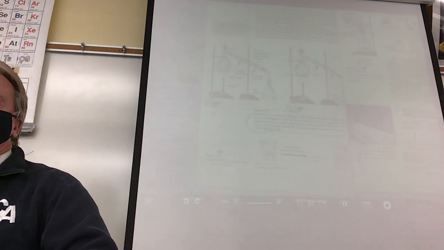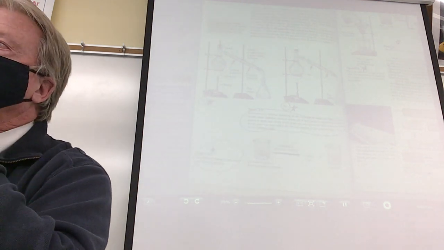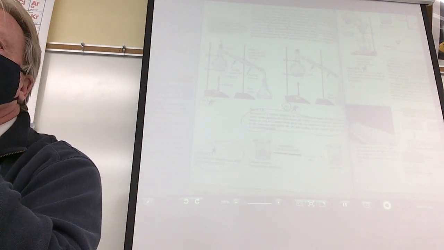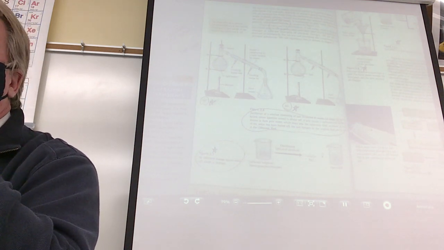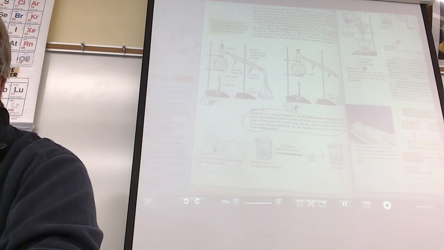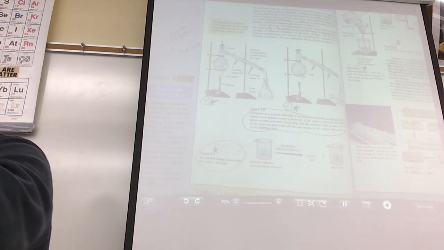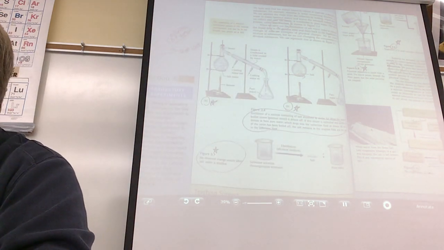And then here's something here. What is this called? Who remembers that? Let's see. Ty, what do you think? What do you call this kind of a setup? Can you see it? Yes, distillation. You get that?